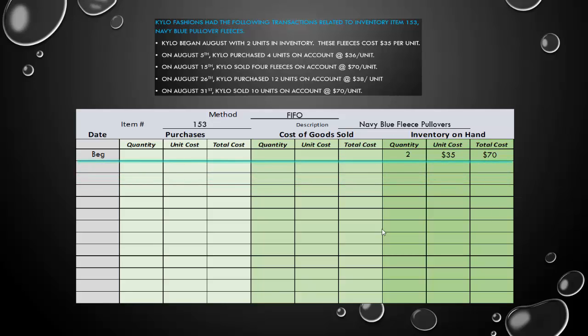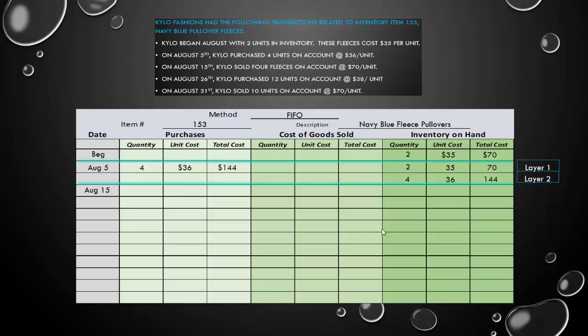The first transaction that we have related to this particular piece of inventory occurred on August 5th when we purchased 4 units at $36 a piece for a total purchase cost of $144. Just like with the LIFO method, we're going to have to layer our inventory. So let's start by bringing down what we had. We had 2 $35 units for a total cost of $70. And then we're going to add the units that we just purchased into our second layer. In layer 2, we're going to have the 4 $36 units at a total cost of $144.